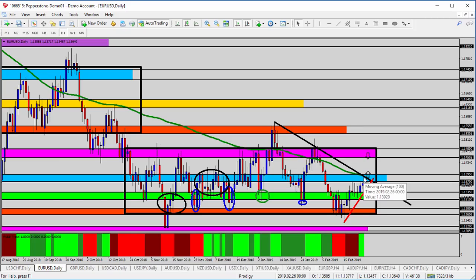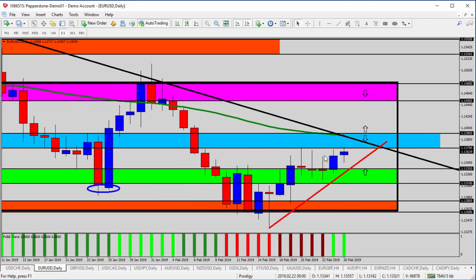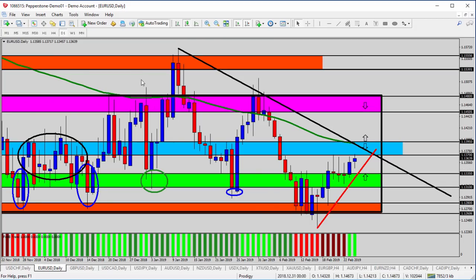Other thing we have going on here is the 100 period moving average. Interestingly enough, it zooms right here into the blue shaded area. Let's zoom in a little bit here so we can see that better. There it is right there, blue shaded area. We have the 100 period moving average sitting there, the green wavy line. We also see this black trend line coming down here, and that comes into play as well.